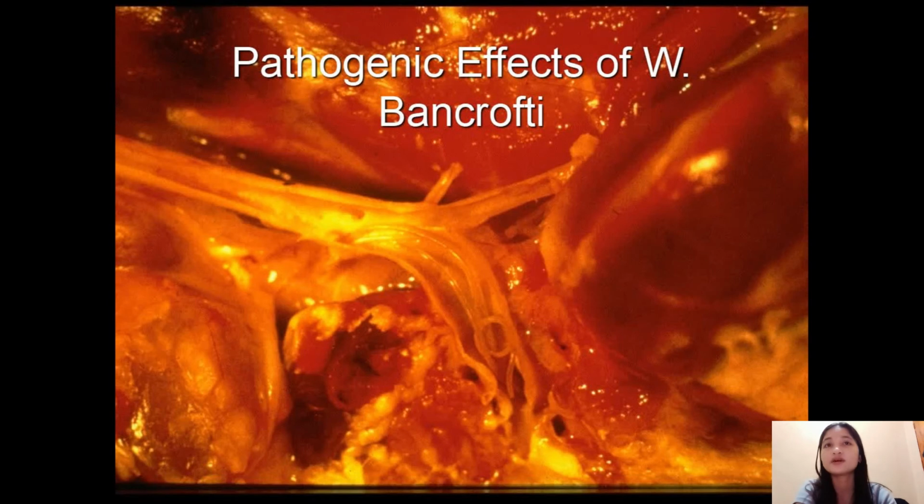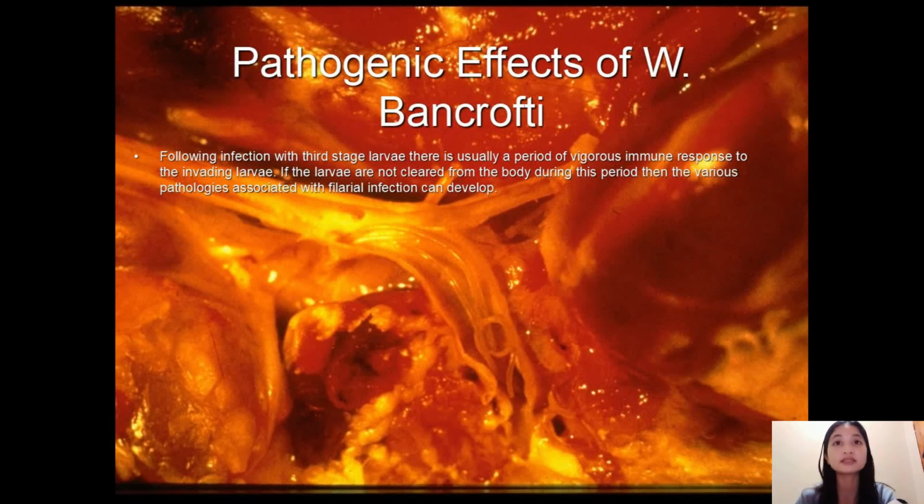For pathogenic effects of Wuchereria bancrofti, following infection with third-stage larvae, there's usually a period of vigorous immune response to the invading larvae. So, when the third stage larvae come in, our body reacts with an immune response, because it has been invaded, so our body responds to the invading larvae. So, if that happens, the body reacts with an immune response, but still, the larvae has not yet been cleared from the body.